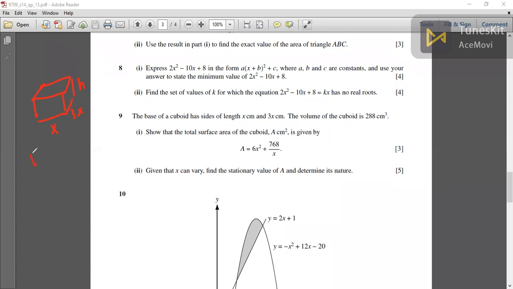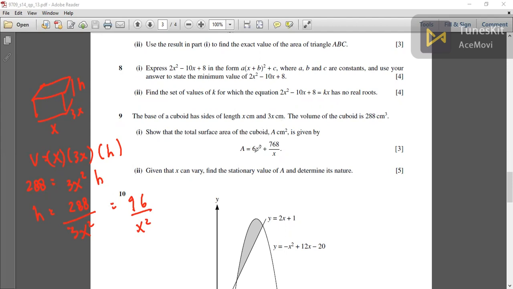So remember, the volume of the cuboid will be x times 3x times the height. So the volume is 288 equals 3x squared times the height. So the height will be 288 over 3x squared. If we simplify it, it will become 96 over x squared.